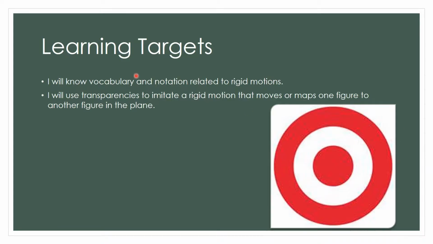So your learning targets. I will know vocabulary and notation related to rigid motions. I will use transparencies to imitate a rigid motion that moves or maps one figure to another figure in the plane. So we're going to look at some vocabulary to help you get ready for this lesson. And in the lesson, we're going to be talking about rigid motions. Right now, I'm just going to do an overview to get you ready for this lesson and prepared.